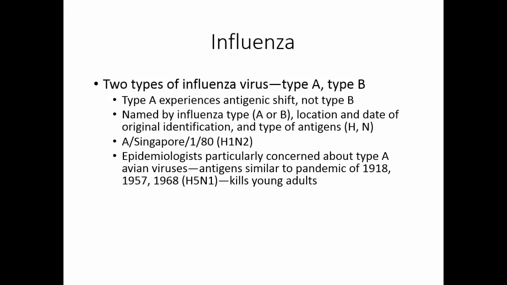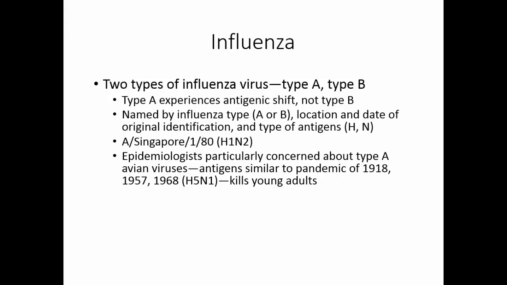Epidemiologists are particularly concerned about type A viruses that infect birds. These have antigens that are similar to those viruses that caused the pandemics of 1918, 1957, and 1968. These viruses were H5N1 type viruses. The reason epidemiologists are so concerned about this particular virus is this virus targets young adults.